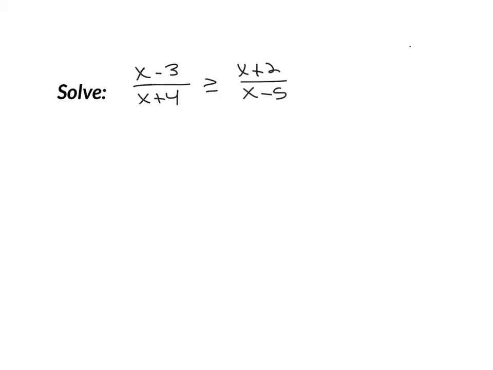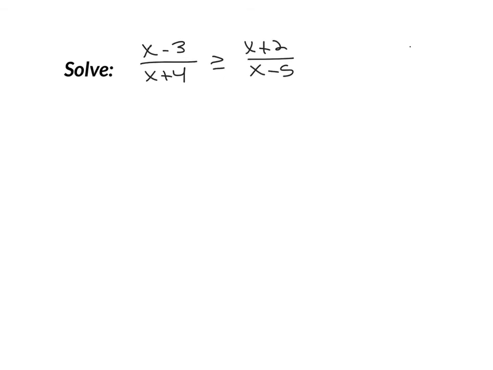All right, it's a doozy here. x minus 3 over x plus 4 is greater than or equal to x plus 2 over x minus 5. Same deal. I'm going to move everything over to the left-hand side because I need to have one side equal to 0. So I've got x minus 3 over x plus 4 minus x plus 2 over x minus 5, and all that is greater than or equal to 0.